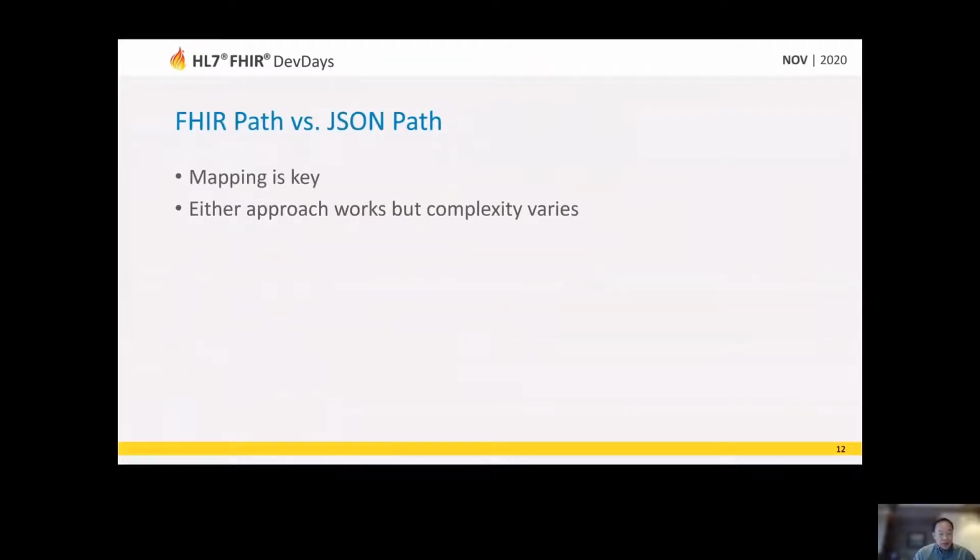In summary, we discussed how to use two different approaches, FHIR path versus JSON path, to update or create a database record with a FHIR resource, and vice versa. You can work with either approach, but the coding complexity and implementation detail vary. In our project, we decided to use JSON path, and it worked really well.